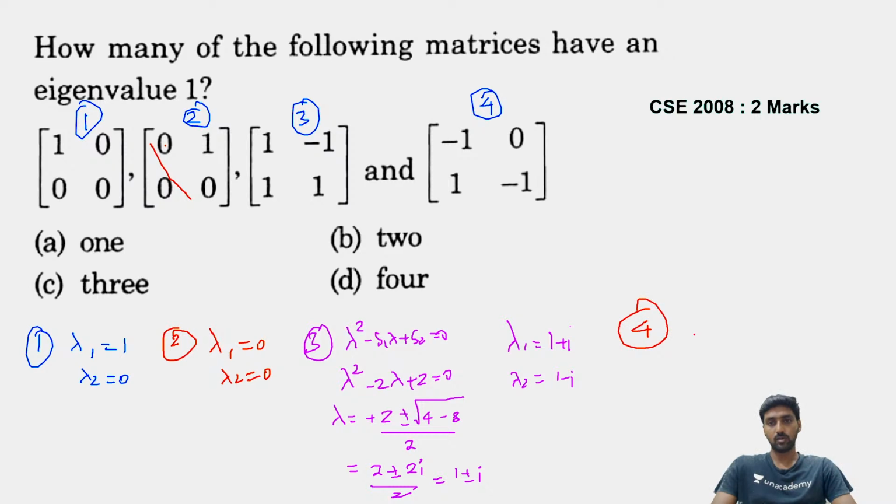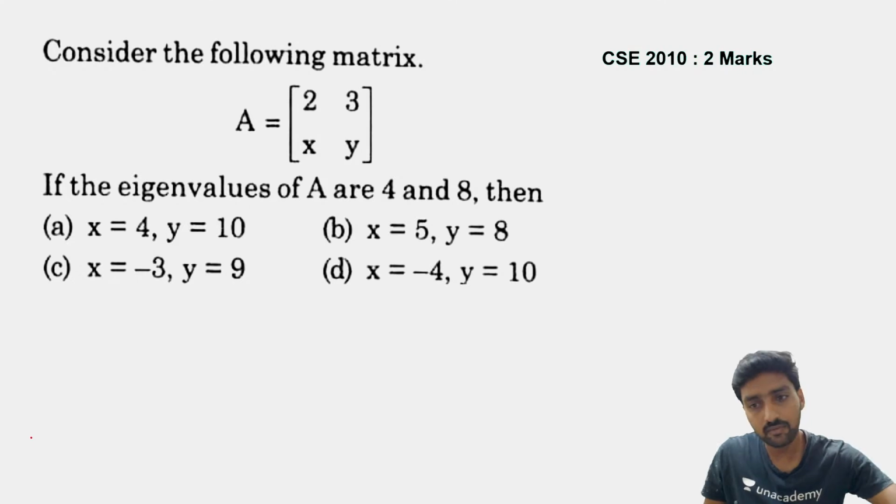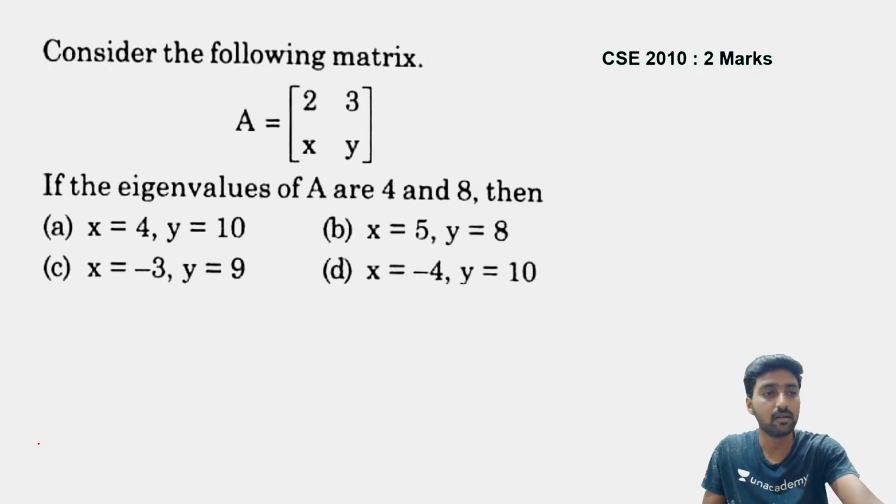How to calculate the fourth one? Again, it's a lower triangular matrix. Therefore lambda 1 is equal to minus 1, lambda 2 is equal to minus 1. Actually it's minus 1. And only one matrix, the first matrix, has the eigenvalue equal to 1. So only one matrix contains the eigenvalue 1. I hope it's clear for all, right? Next one. I will show you the things one by one, then you will get some idea.